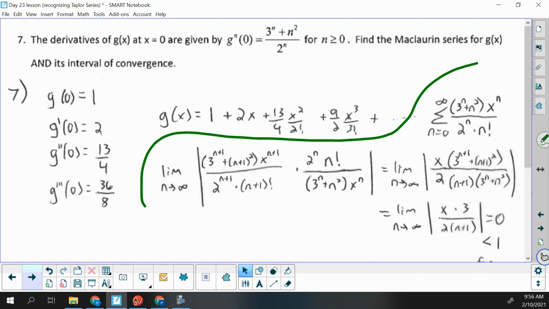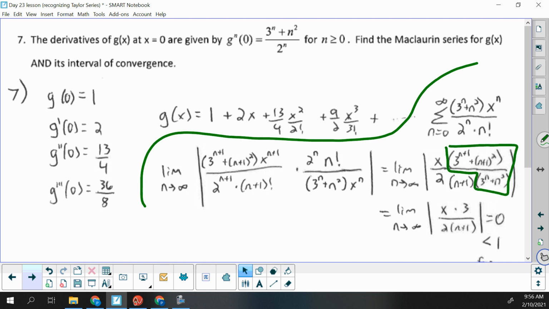So we know our derivative is what they give to us, and then we should have times x to the n over n factorial, because it's Maclaurin. So then from there, do your next term divided by your current term. We get some stuff to wipe out, and then I want to talk about this here.